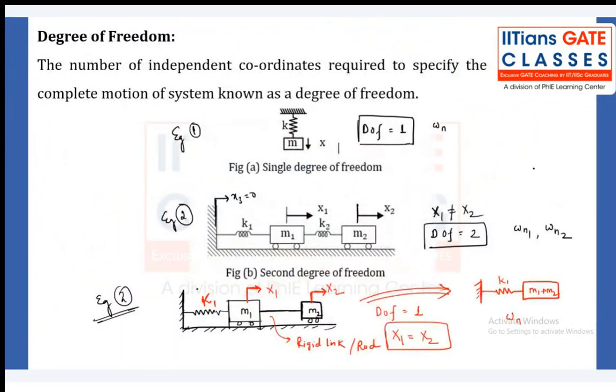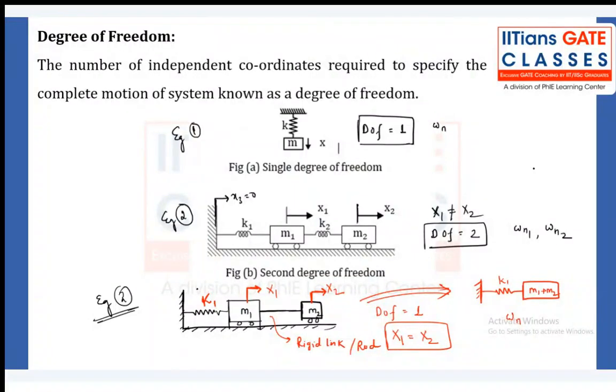Then we can just note down degrees of freedom. Next topic, degrees of freedom. The number of independent coordinates required to specify the complete motion of a system. Or you can also say how many displacement variables are required to specify the position of a mass or a system. That is called degrees of freedom.